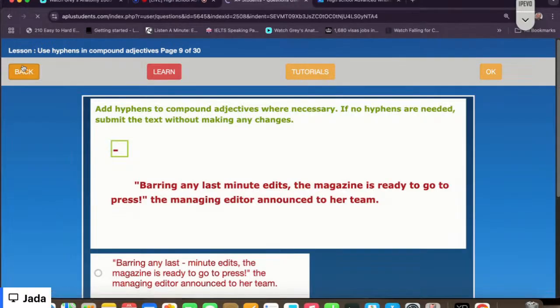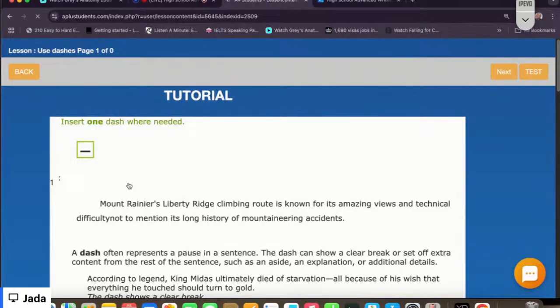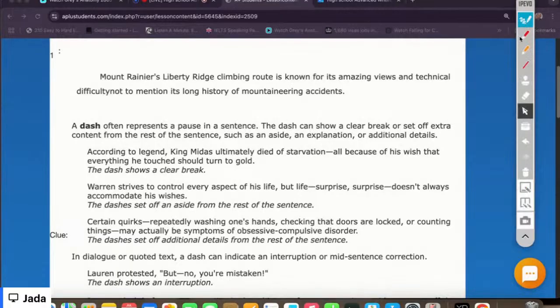All right, that's it for this lesson. We'll move on to the next one. To complete this one, if you haven't done it, we'll move on to use dashes, okay? A dash often represents a pause in a sentence. The dash can show a clear break or set off extra content from the rest of the sentence, such as an aside, an explanation, or additional details.